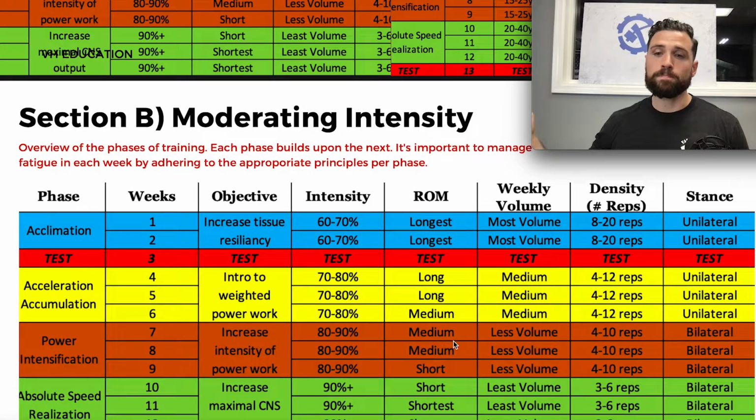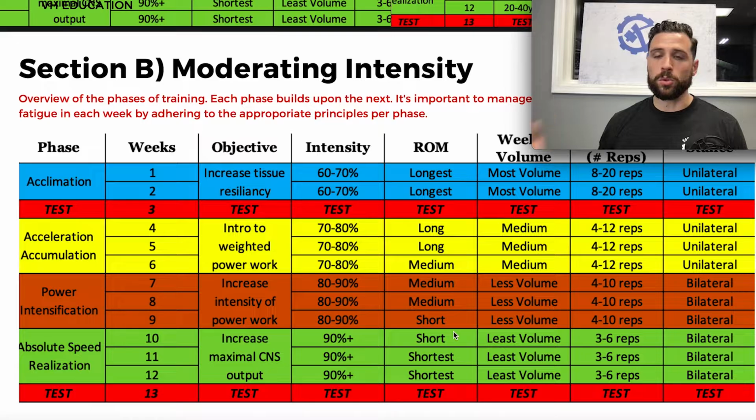So when you look here, our density is how much volume we're trying to attain in a given week. Stance is unilateral still, because we're still in those earlier phases of acceleration and developing unilateral strength, for all the reasons we've mentioned before. This is why we still stick with this stance in the weight room.